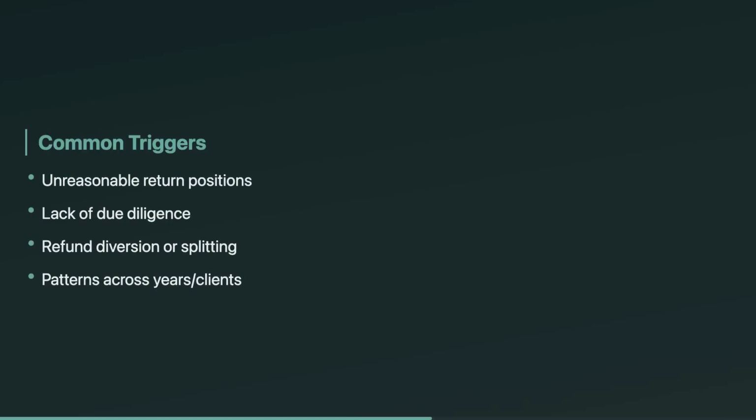OPR cases usually start with a referral. Common triggers include inaccurate or unreasonable entries on returns, or a lack of due diligence. Another huge red flag is refund misconduct: cashing, diverting, or splitting a taxpayer's refund. OPR also looks hard at patterns: multiple years, multiple clients, or the same bad behavior seen by multiple IRS employees.